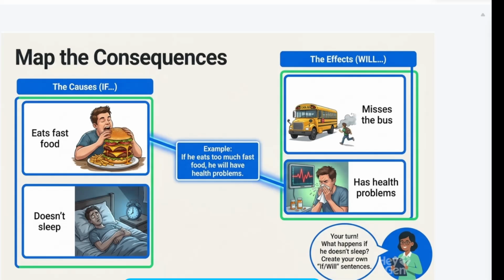Map the consequences. Now let's practice thinking about cause and effect. On the left, we have the cause, introduced by if. On the right, we have the effect, introduced by will. For example, if he eats too much fast food, he will have health problems. The cause is, he eats too much fast food. The effect is, he will have health problems. Now look at the second situation. The cause is, he doesn't sleep. Think about the possible result and create your own if and will sentence. The important thing is to connect the cause with its possible future consequence.